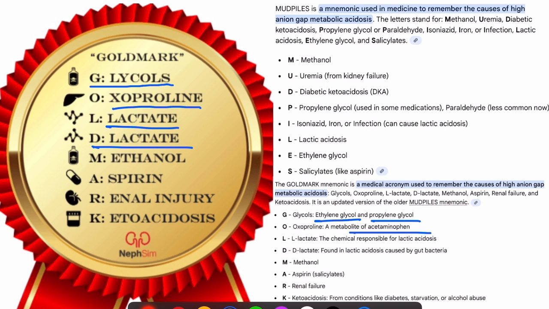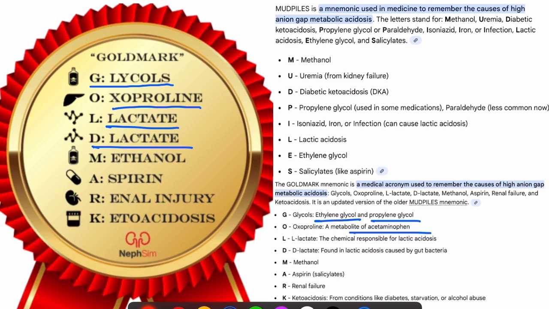M from GOLDMARK is for methanol, and I think that's straightforward. A from GOLDMARK is for aspirin. R is for renal injury, and K is for ketoacidosis.